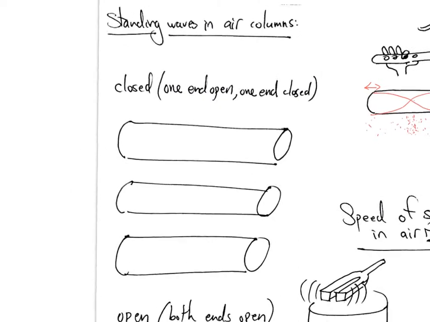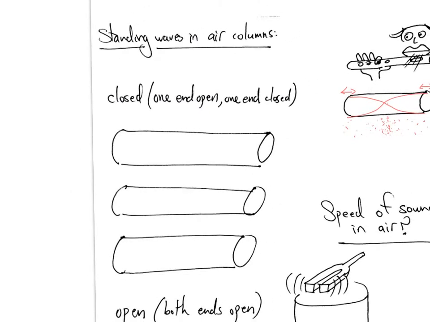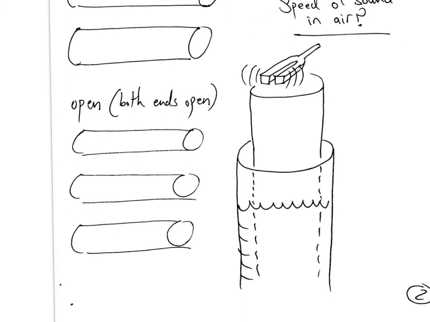So, two types of air columns. One we call closed, where one end is open and one end is closed. We'll do some experiments with this. And I think for most wind instruments it ends up being the type of situation where both ends are open. One end of the instrument is open, and the other end is where the musician blows into it and creates the vibrations in the air.